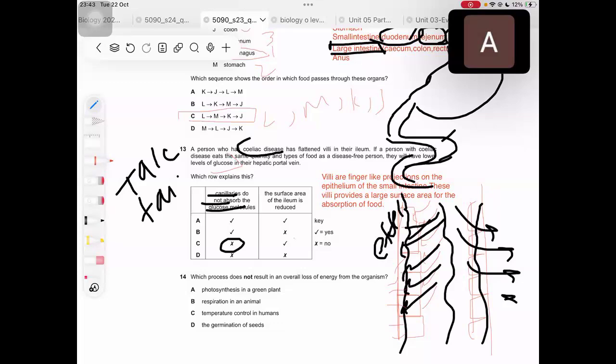Therefore, surface area of the ileum is reduced. That is true. Answer is C.